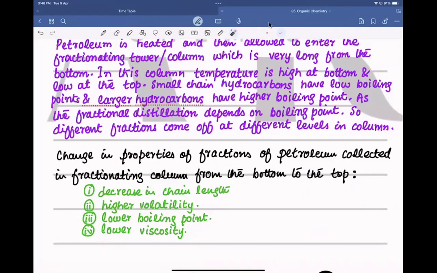Sir, can you please tell the viscosity again? Viscosity is the resistance in the flow of a liquid. If the liquid flows quickly, then it's less viscous. And if the liquid flows very slowly, it means it's more viscous. Okay, sir.